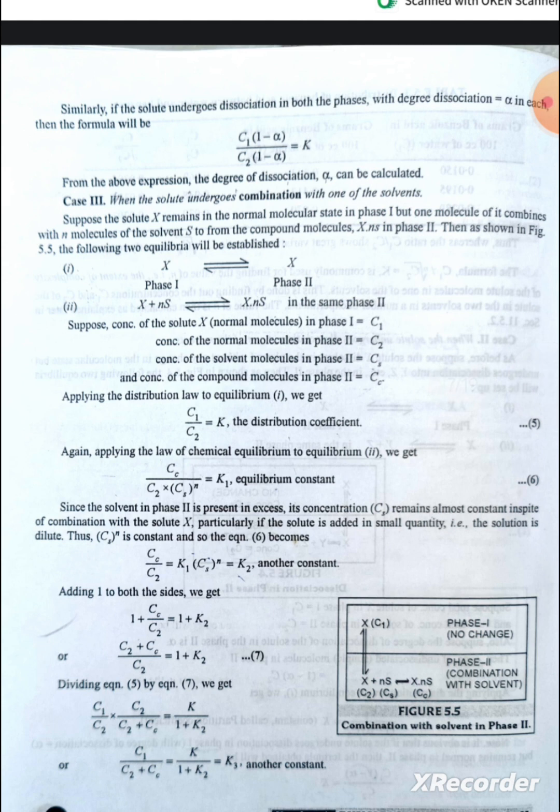C1 into (1 minus alpha) by C2 into (1 minus alpha) is equal to K. From the above expression, the degree of dissociation alpha can be calculated.